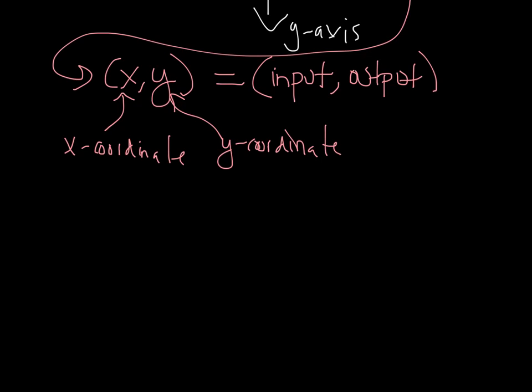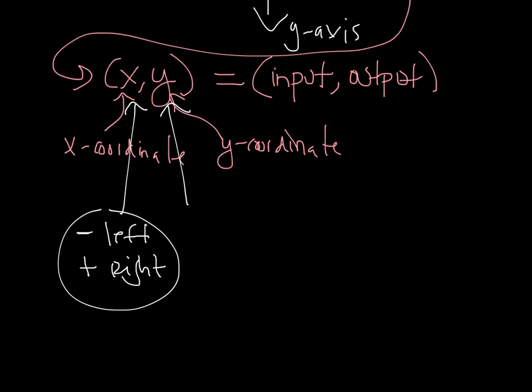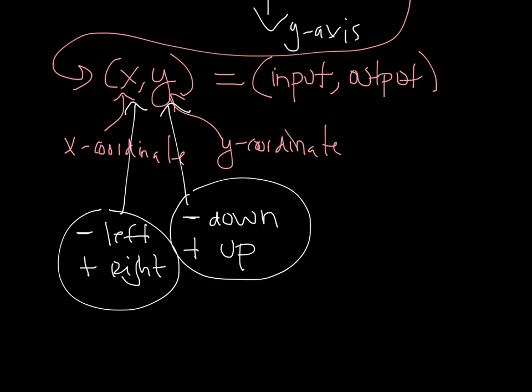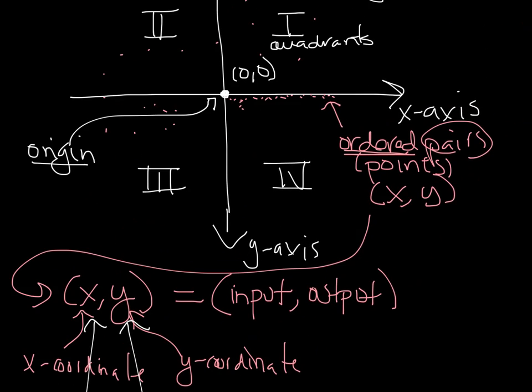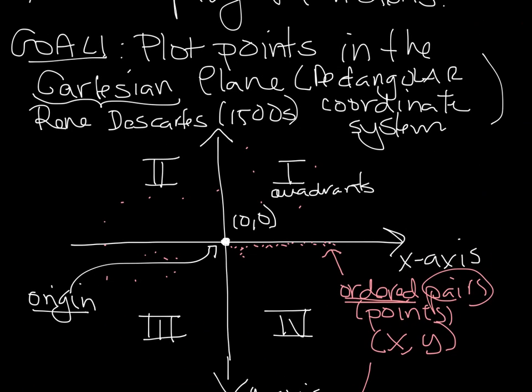And one more thing I want to say is when you plot these points, depending on what x is, if x is a negative number, you're going to go left. If x is a positive number, you're going to go right. If y is a negative number, you're going to go down, because it's the y-axis. And if it's a positive number, you're just going to go up. So that's just a quick introduction, or probably review for most of you, of the rectangular coordinate system, or the Cartesian plane. So look for examples in the next videos.